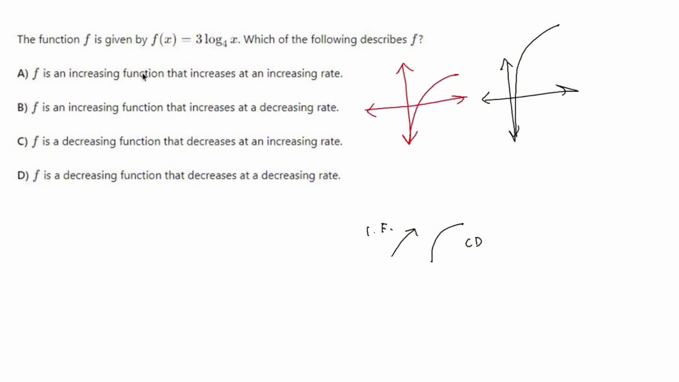So f is an increasing function, f is an increasing function, f is a decreasing function, nope, f is a decreasing function, nope. Now if it's concave down, that means it increases at a decreasing rate. Concave down means the slope is decreasing, so it's increasing at a decreasing rate, which would get rid of U and leave me with B as my only option. So that's what you get for this one.